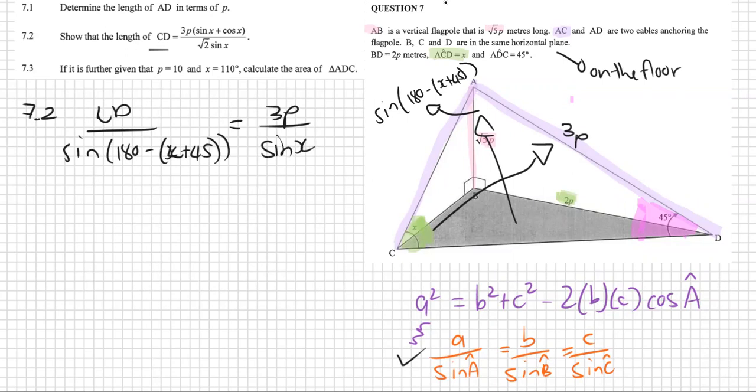Okay, so now we can work with this. We just need to rearrange it and get CD on its own. So if we want to get CD on its own, we can times both sides by sine of 180 minus (x plus 45). So CD equals 3p over sine x times sine of 180 minus (x plus 45).